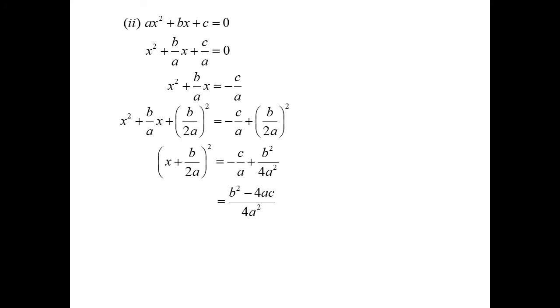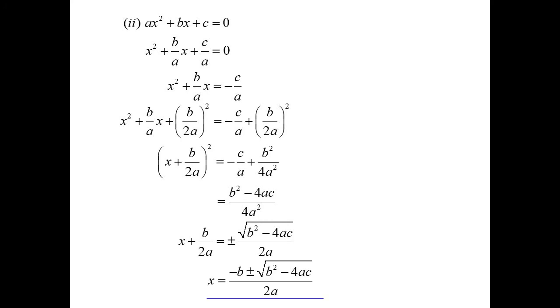So therefore, x plus b on 2a is equal to plus or minus the square root of b squared minus 4ac over 2a. Move the b on 2a over, and there's what we recognise to be the quadratic formula. That's where it comes from. And so rather than having to complete the square every time, now that we've created the formula, that's why we use the quadratic formula.